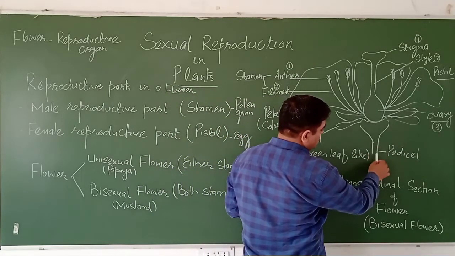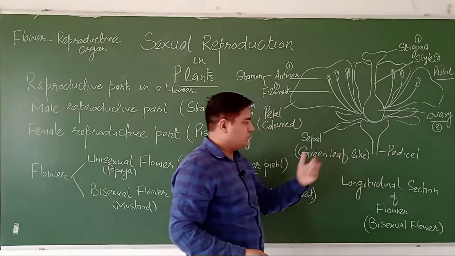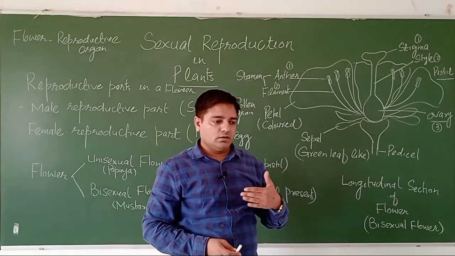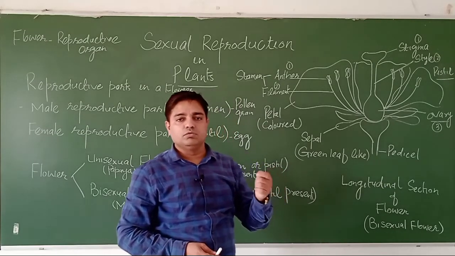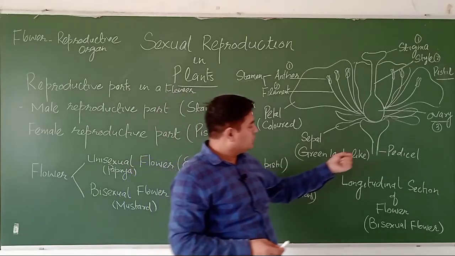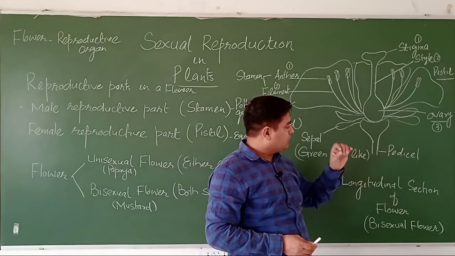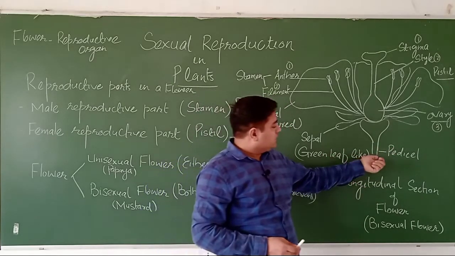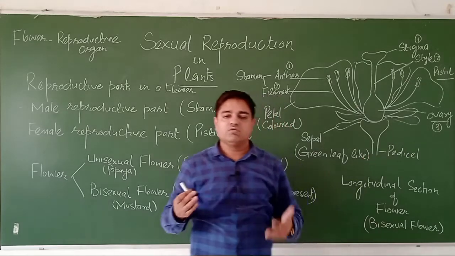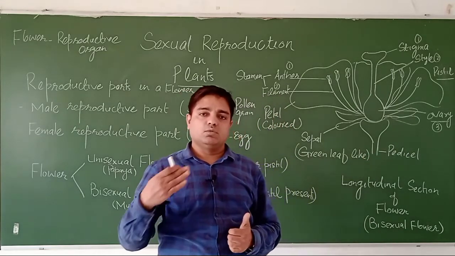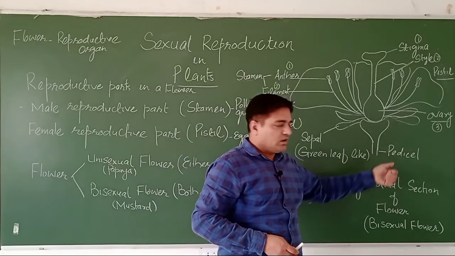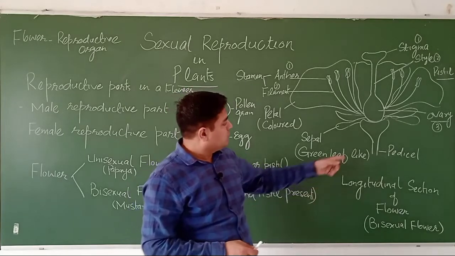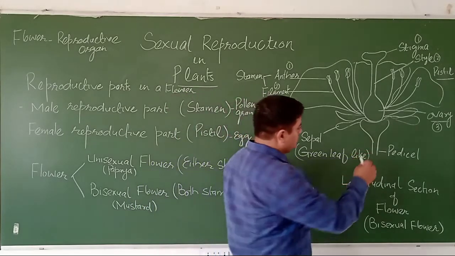First of all, this is the stalk of the flower. Stalk of the flower means the filament which you hold when you hold any flower. The scientific term used for stalk is pedicel, and the flowers which have a pedicel are known as pedicellate flowers.